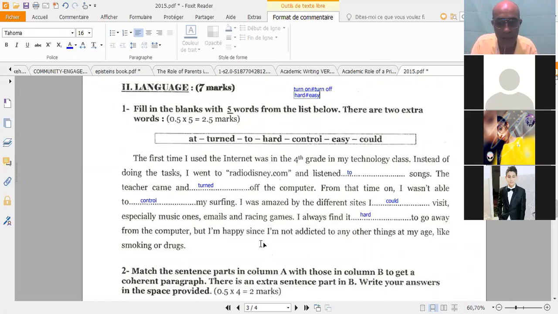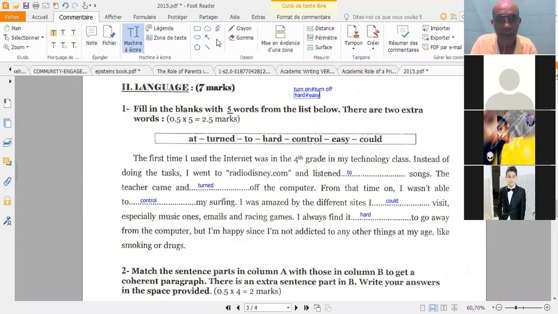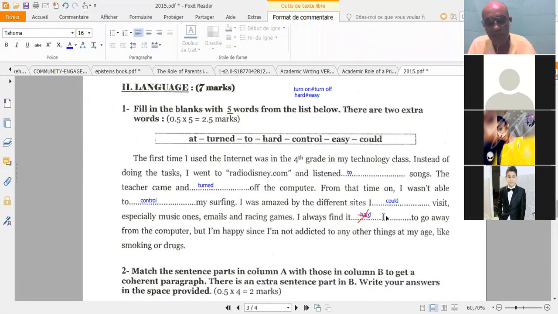But I'm happy since I'm not addicted to any other things at my age, like smoking or drugs. I think here it is easy. Yeah, you're right. So he's not addicted. Sorry. So easy. It is easy. You're right, Noor. Thank you, you corrected me. To go away from the computer.